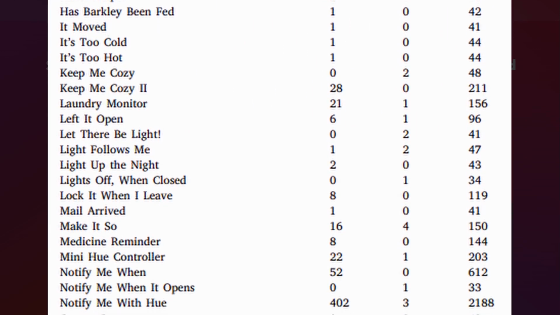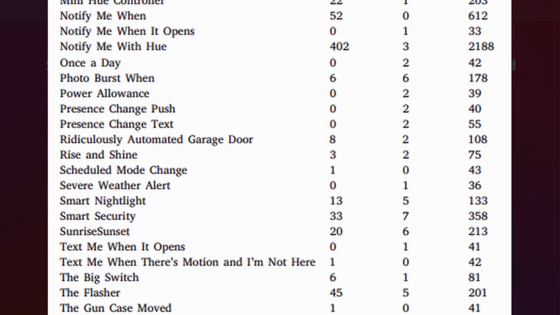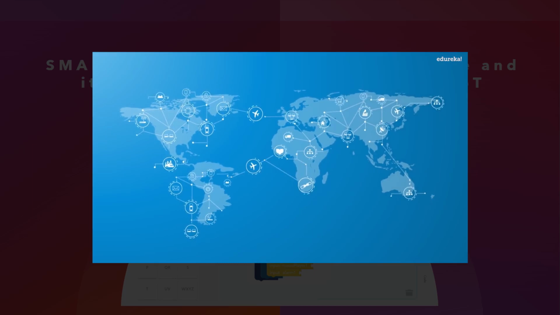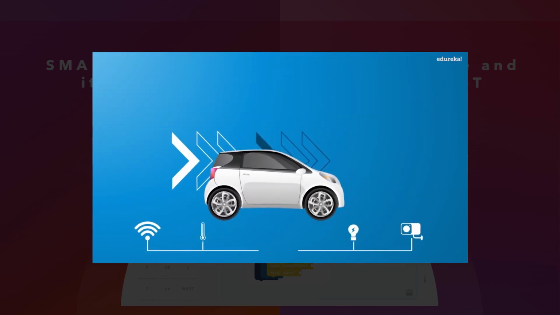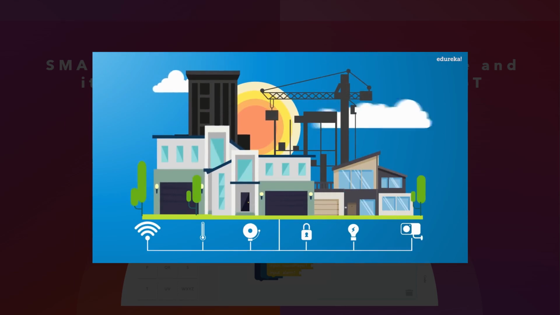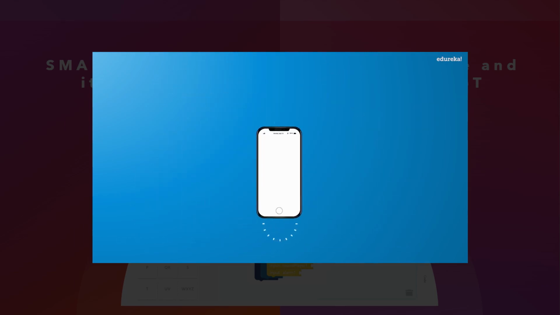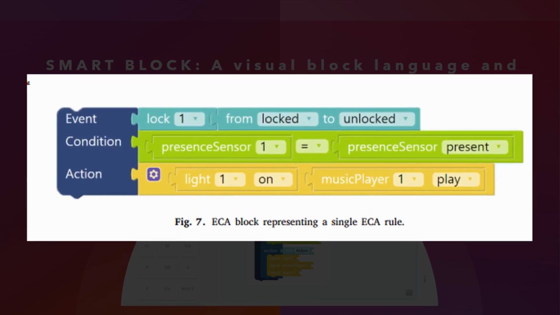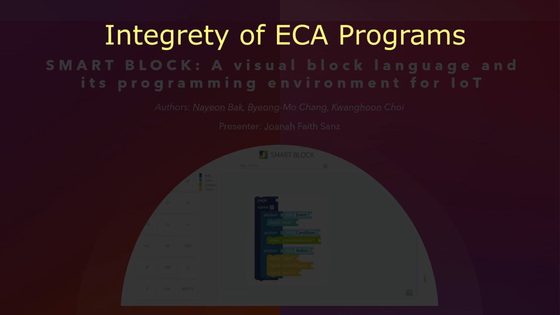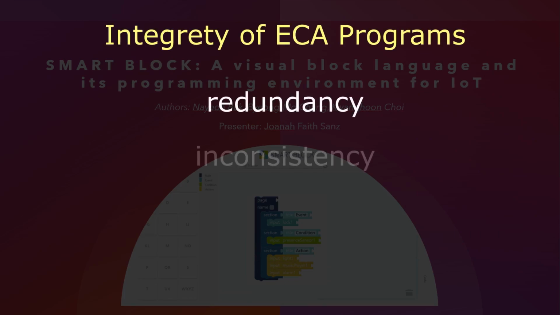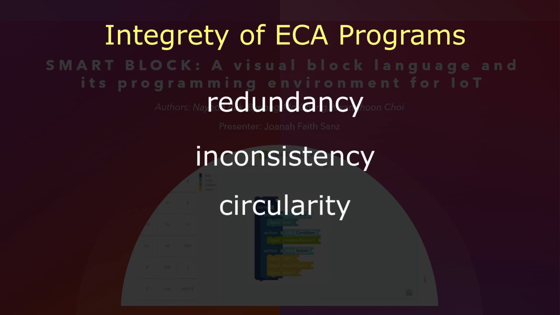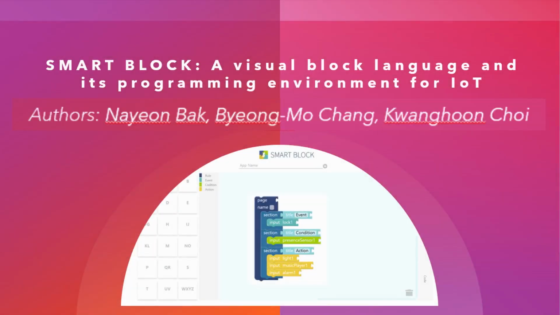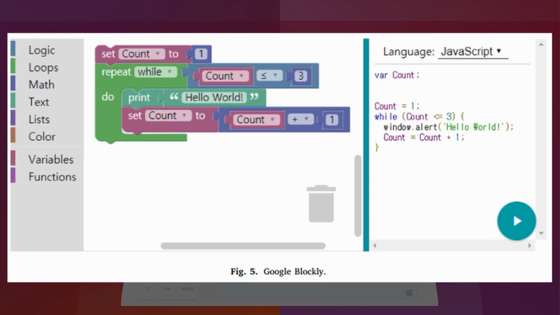SmartBlock was used to build 54 of the 56 sample smart apps in the SmartThings Groovy IDE. To adapt it for the development of smart apps, SmartBlock is extended to have preferences for constructing installation pages and smart device configuration, as well as event condition action, or ECA, rules for specifying tasks. Integrity of ECA programs is guaranteed by checking for redundancy, inconsistency, and circularity in the ECA rules before the code generation. The authors implemented the SmartBlock language in its programming environment with Blockly, a client-side JavaScript library that can be used for creating visual block languages and environments.